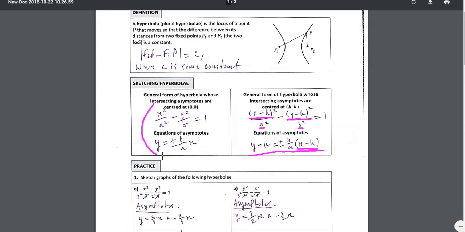This over here is the general form so long as the center is (0, 0). I didn't really need to include this because you could see that already. If h was 0 and k was 0, I would have x minus 0 and y minus 0, which is just x and y. So if you have x squared on the top, nothing in brackets, and y squared on the top, nothing in brackets, and everything else checks out, you know you're dealing with a hyperbola that is going to be centered at the origin.